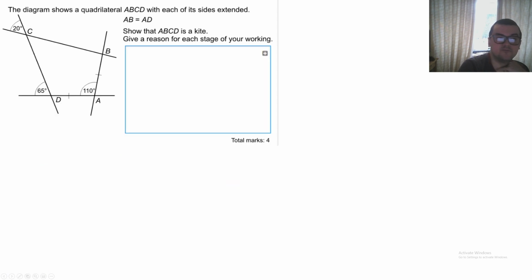Let's go on to the next question. This diagram shows a quadrilateral ABCD with each of its sides extended. AB equals AD. Show that ABCD is a kite. Now, what this question wants you to do is prove that this shape has all the properties of a kite. So the properties of a kite are two equal opposite angles.